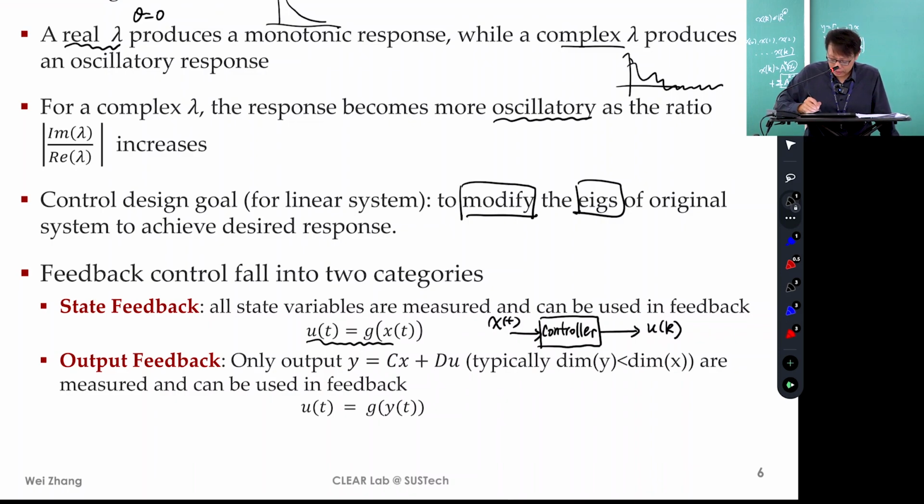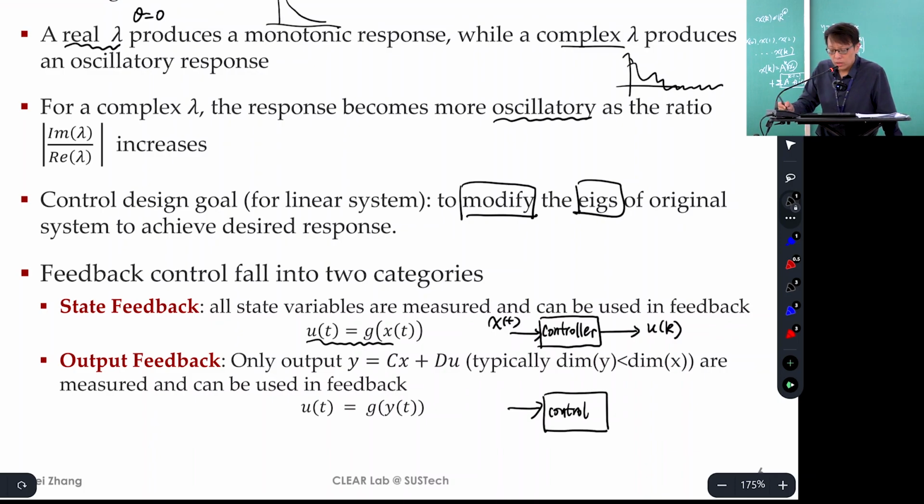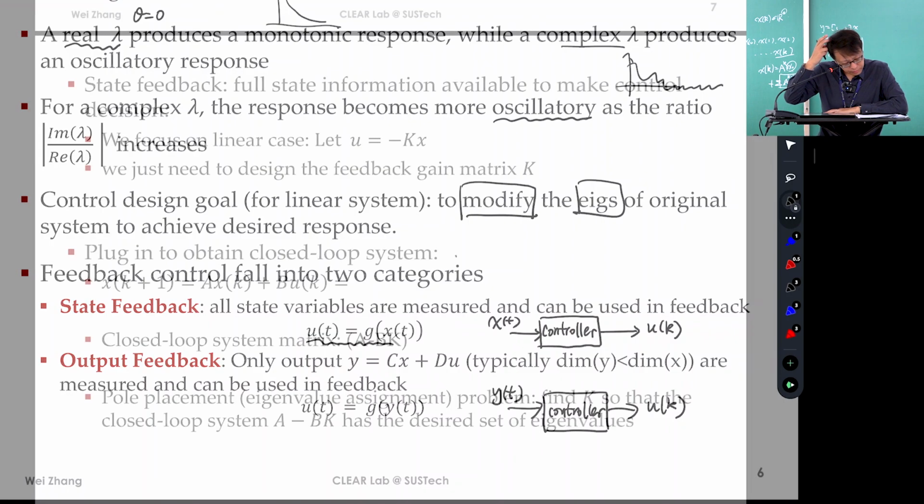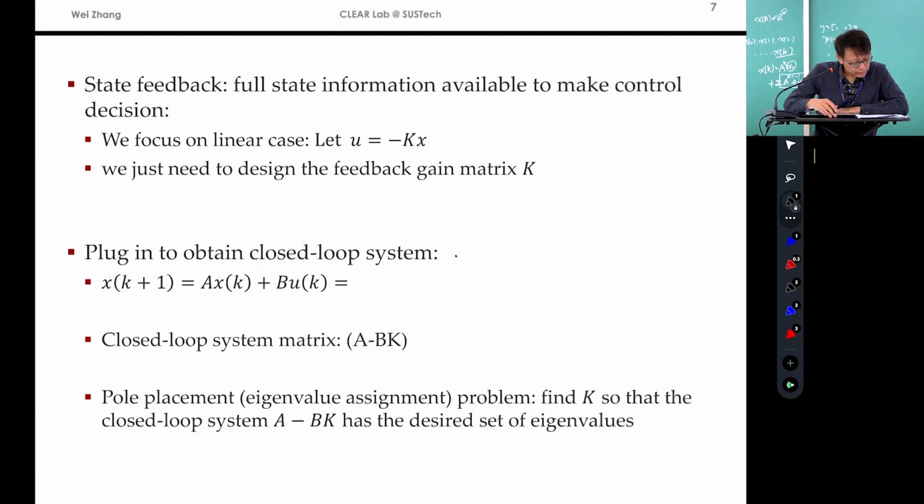And output feedback is that you only know the output, and you design your controller accordingly. Oftentimes you need an observer involved. So we will discuss both cases. Let's first clarify a few important definitions. Let's first look at our state feedback definitions.